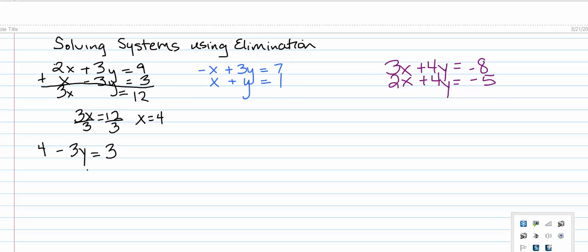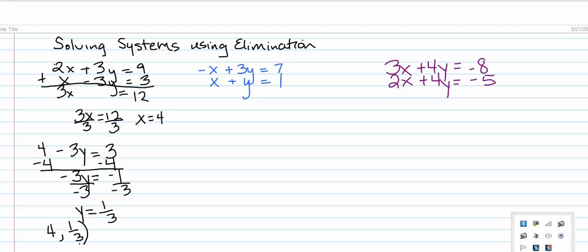And again, it's going to take us back to our solving equations rules that we had to do before. We need to undo adding and subtracting first. And because 4 is positive, I'm going to subtract a 4 from both sides. 4 minus 4 is 0. I'm left with negative 3y equals negative 1. Divide both sides by negative 3. And I end up with a positive 1/3. So I've got 4, 1/3.